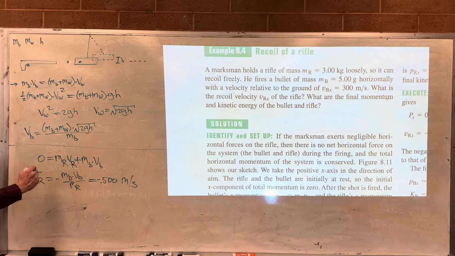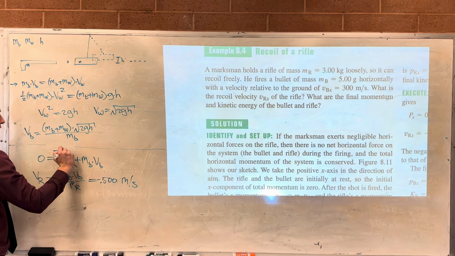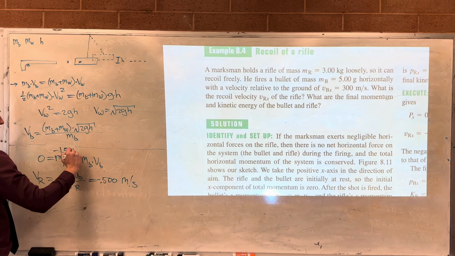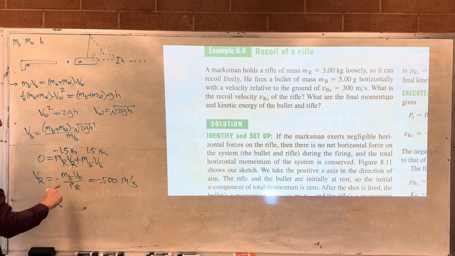So the final momentum of the bullet, I don't know what it is. Mass times velocity. So we'll do this one really quick. The velocity of the rifle times what was the mass of the rifle? It was 3 kilograms. So this is going to be negative 1.5 Newton seconds. This is going to be positive 1.5 Newton seconds in terms of its momentum.